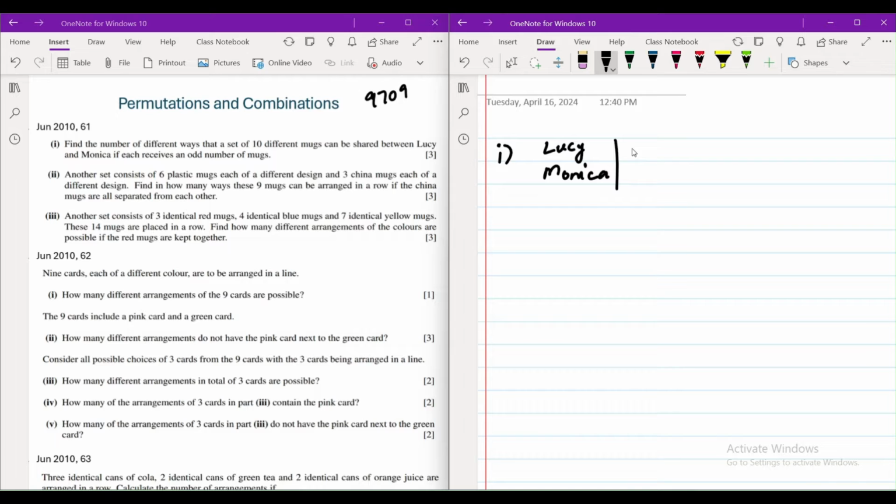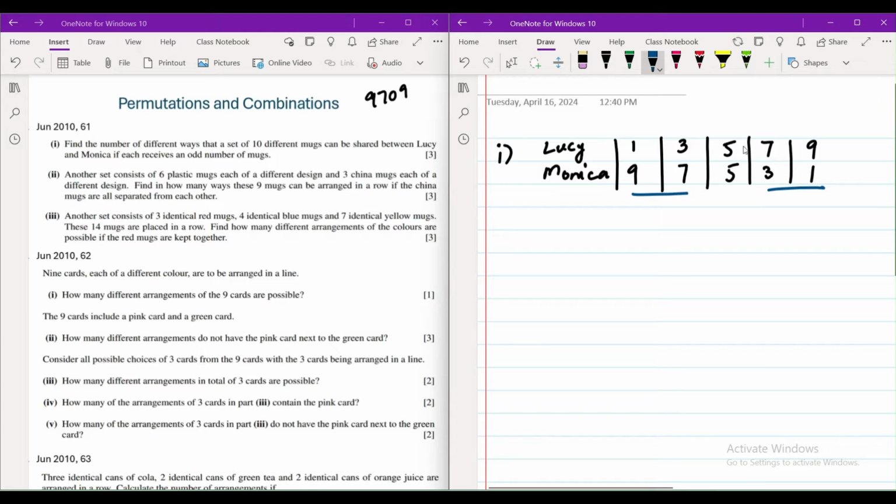So it could be combinations, could be 1 and 9. It could be 3 and 7. It could be 5 and 5. And then the patterns will repeat. So we could have 7 and 3. We could have 9 and 1. So as you can see, these two are repeated, right? So 10 different mugs, and we need to group them together this way, right?